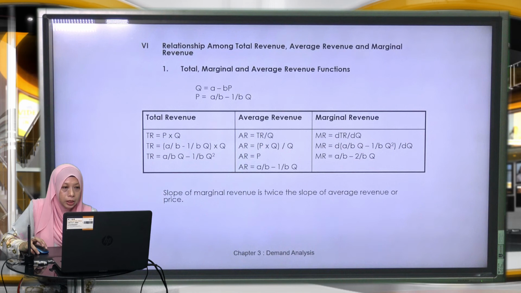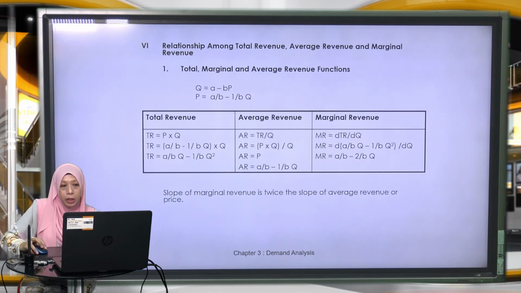So remember, this is your total revenue function and we want to differentiate it. If you differentiate A over B Q, remember you have to use the line rule. So you're going to get A over B, and differentiating negative 1 over B Q squared requires you to use the power function rule, and that will give you negative 2 over B Q. So your marginal revenue function is A over B minus 2 over B Q.